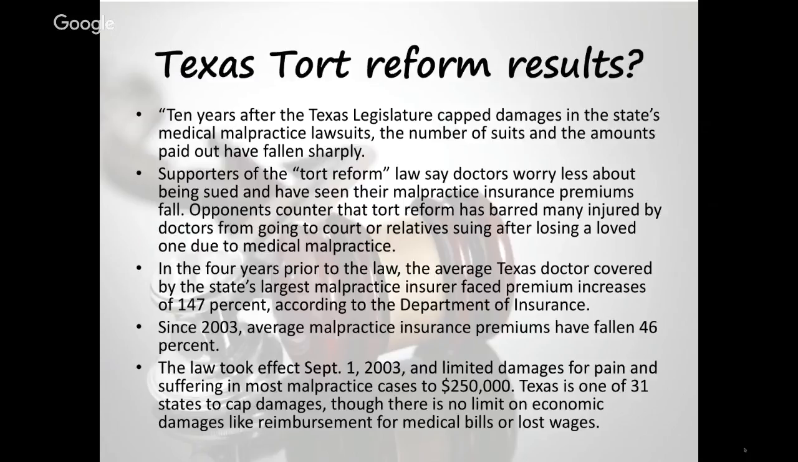In the 4 years prior to the law, the average Texas doctor covered by the state's largest malpractice insurer faced premium increases of 147%, according to the Department of Insurance. In 2003, an average malpractice insurance premium fell 46%. The law took effect on September 1st, 2003, and limited damages for pain and suffering in most malpractice cases to $250,000. Texas is one of 31 states to cap damages, though there is no limit on economic damages like reimbursement for medical bills or lost wages.